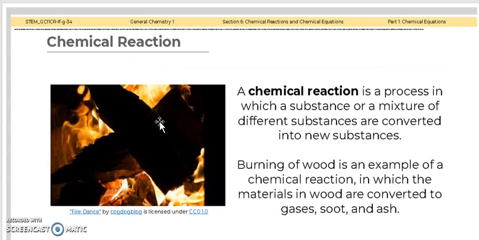So let's start with the definition of a chemical reaction, which is a process in which a substance or a mixture of different substances are converted into new substances. For example, burning of wood, in which the materials in wood are converted to gases, soot, and ash.